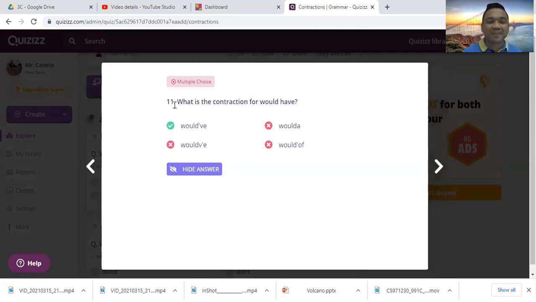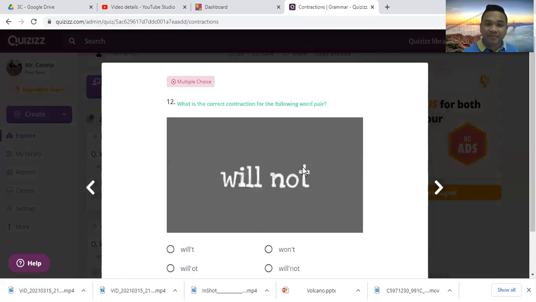Next one. What is the contraction for would have? Again, what is the contraction for would have? What is the shortened form of would have? Is it would have or would've? I know that you have seen the answer. The correct answer is, of course, would've. Would have, the word would have. Always remember. Now, next one.